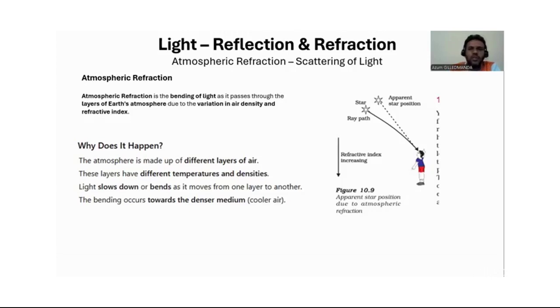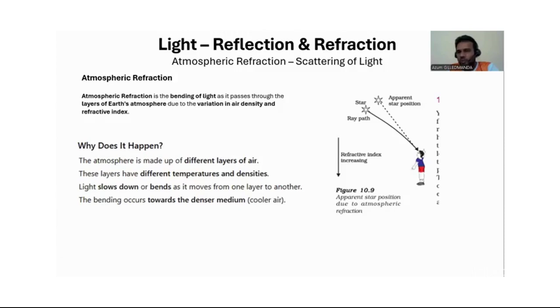So the atmospheric refraction is the bending of the light as it passes through the layers of Earth's atmosphere, because the atmosphere has different layers, right? Due to the variation in air density and the refractive index. So if you look at the diagram here, the refractive index increases as we come closer to the Earth, because the air will be denser at the top, right?